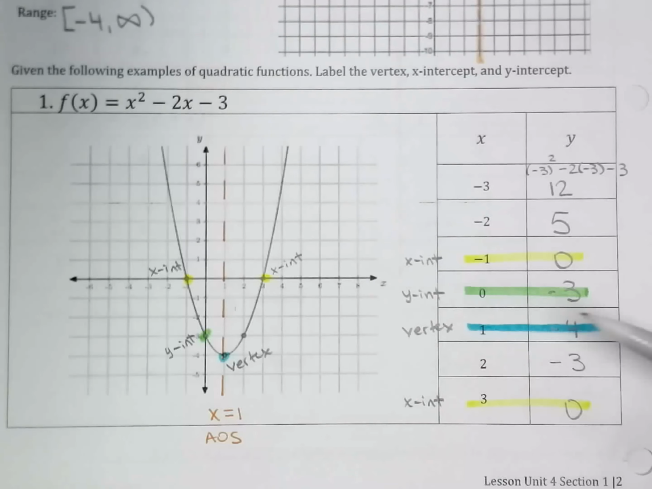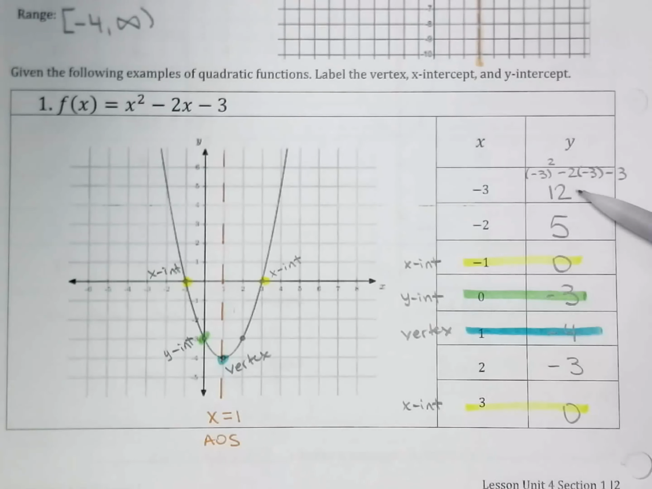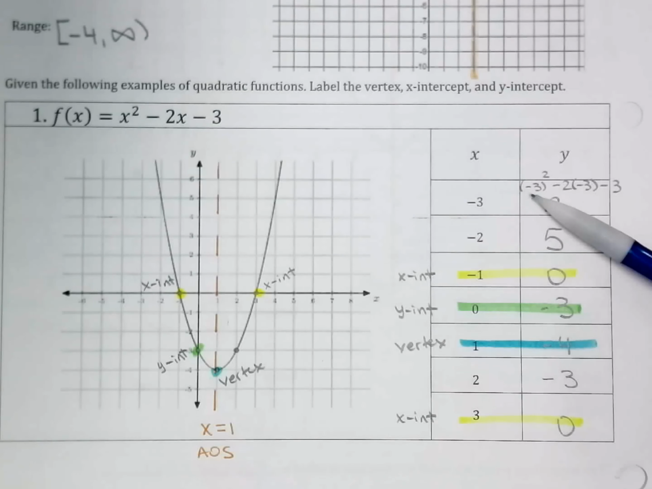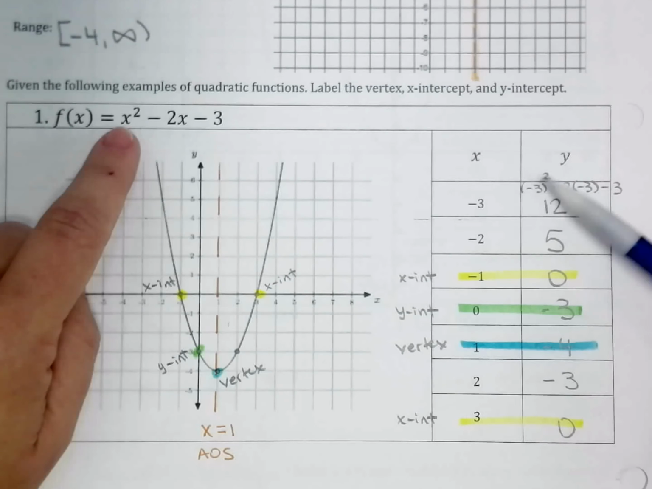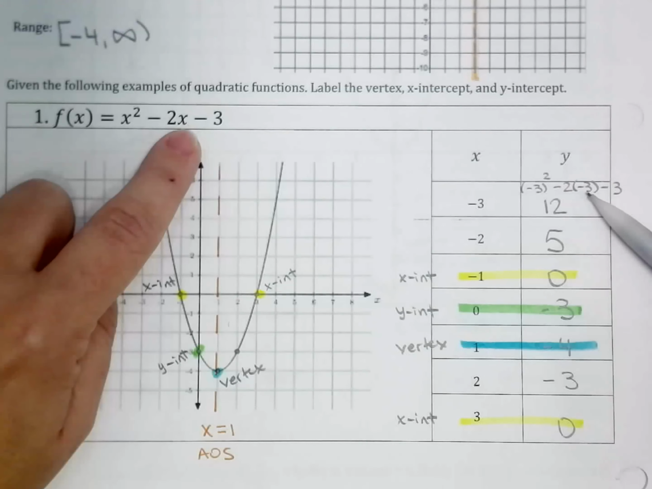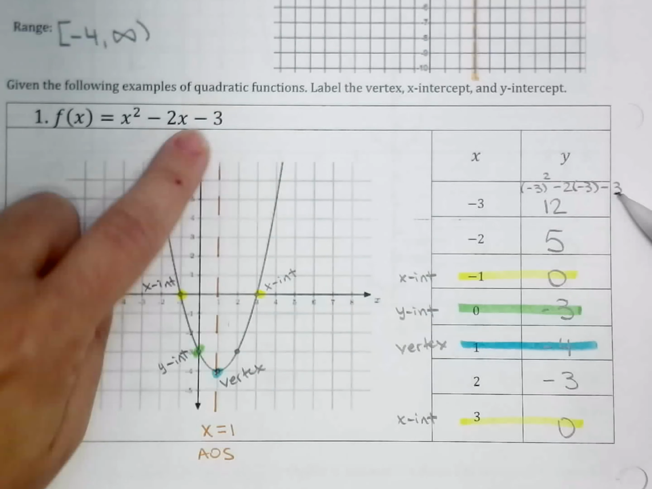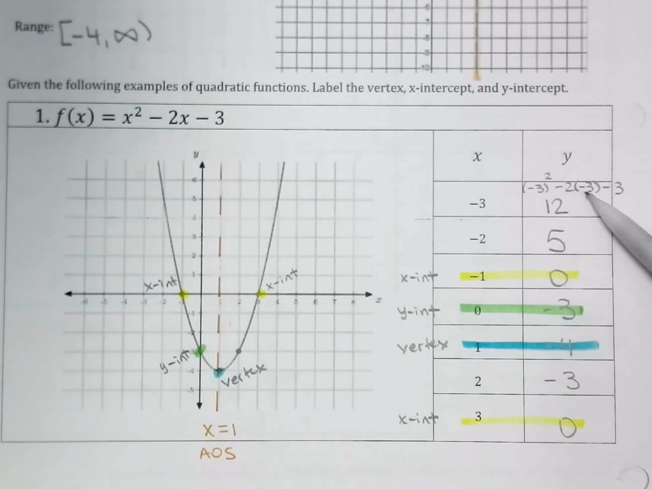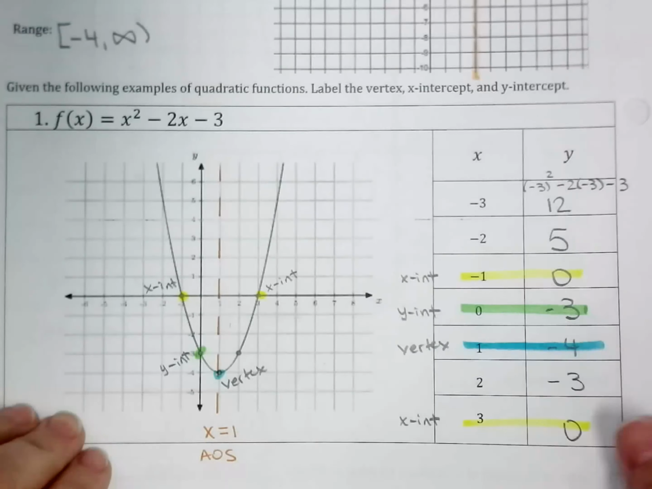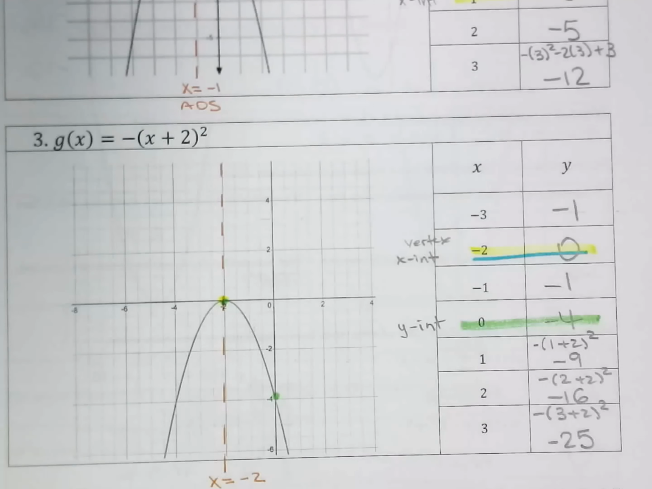What else do we have here? And all these points, I was able to pull them from the graph, except for this one that I simply substituted the -3 right there for x. So I did -3 squared minus 2 times -3 minus 3. So -3 squared is 9. -2 times -3 is +6. So I have 9 plus 6 is 15. 15 minus 3 is 12. That's the end of page 2.